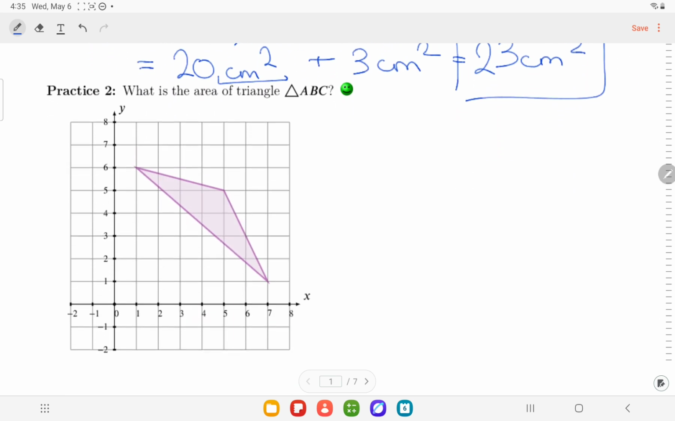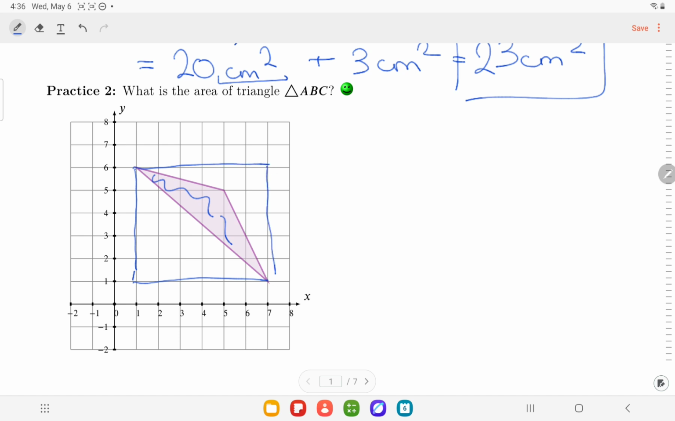Now we're going to try to find the area of this triangle here. This question is a little bit trickier because we don't know this length here or the height. Because they're diagonal, we don't know the exact number. So instead of using our formula, base times height over 2, we're going to create different shapes, and we're going to try and subtract the areas of shapes to find this area.